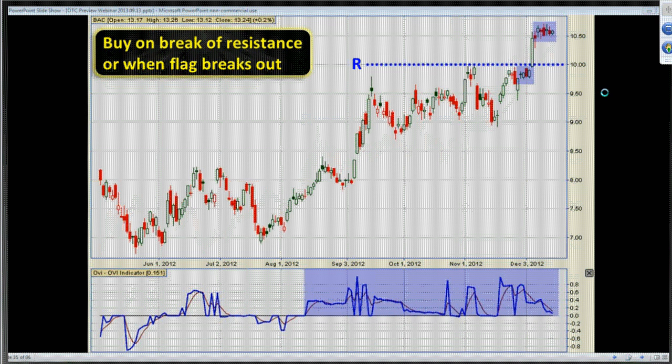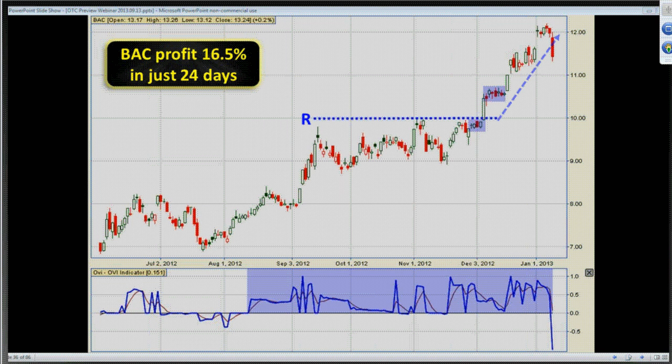And again, that gave a 17% gain in 24 days. Again, a very simple setup. That's all we're looking for, is setting up. Now, what about support and resistance where there may or may not be a flag?